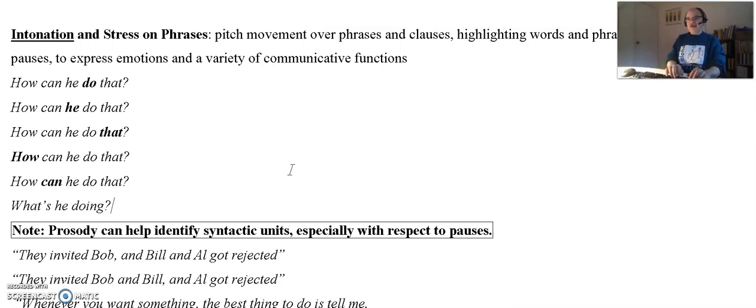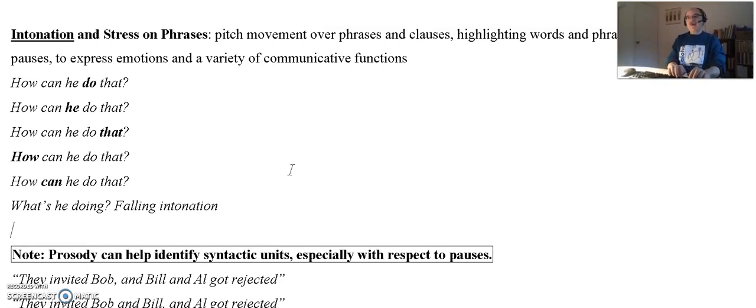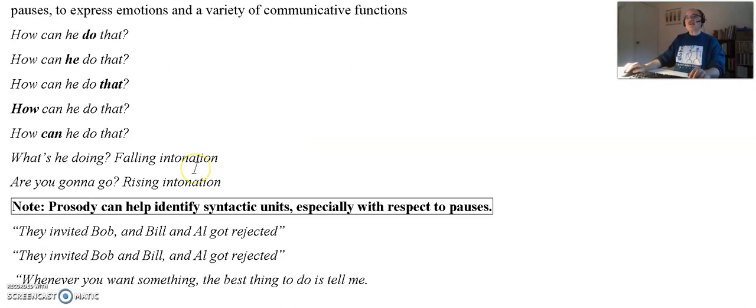And I kind of have a falling intonation. Are you going to go? With a rising intonation. Okay, so there are a variety of communicative functions, and we focus on things.